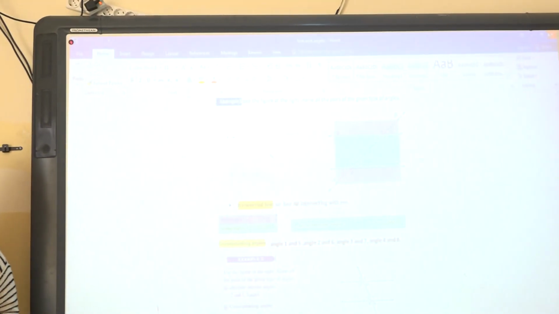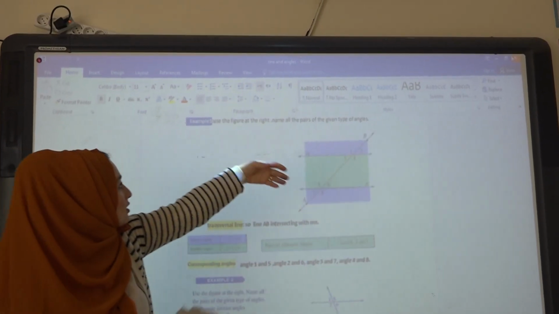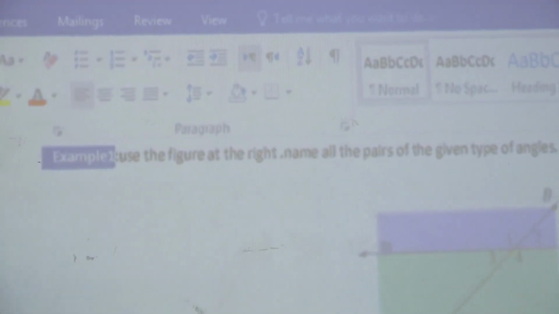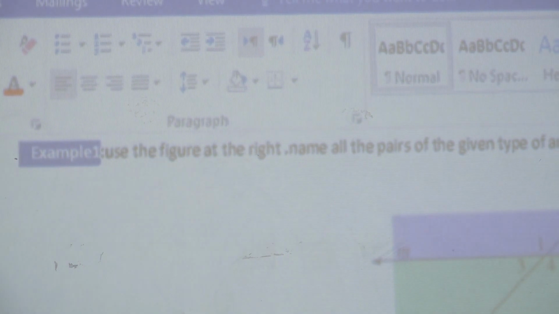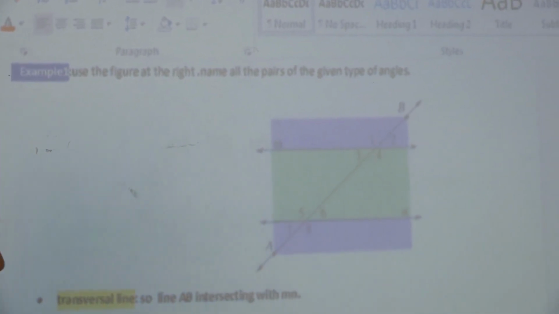And we have this example. It tells us, as we explain, and again when in the exam I tell them: use the figure at the right, name all the pairs of the given type of angle. It's one type of angle. So we explain this only for note. Line AB is a transversal to M and Y.